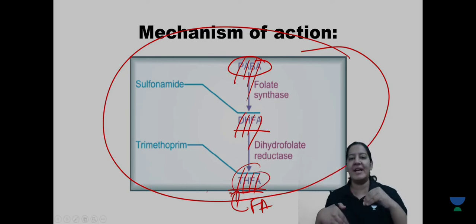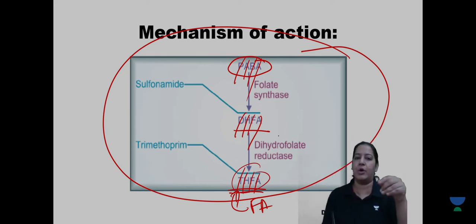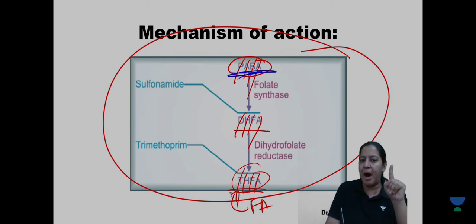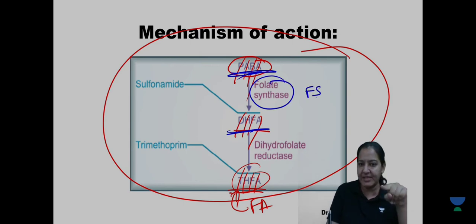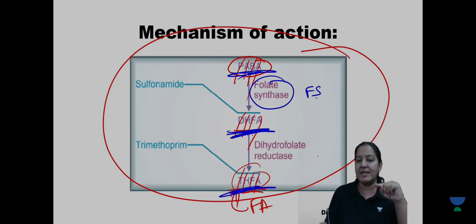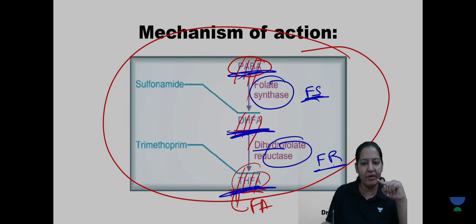So for the formation of folic acid, 2 steps are required, 2 enzymes are required. The first enzyme converts PABA to DHFA. The name of that enzyme is folate synthetase, FS. Folate synthetase converts PABA to dihydrofolic acid. The second enzyme converts dihydrofolic acid to tetrahydrofolic acid. The name of this enzyme is folate reductase. This is folate synthetase. This is dihydrofolate reductase. Folate reductase, so dihydrofolate reductase, you can say. The two enzymes are in front of you, right?